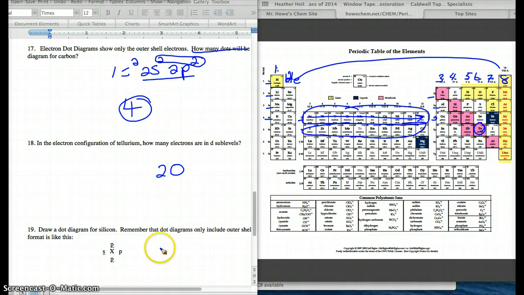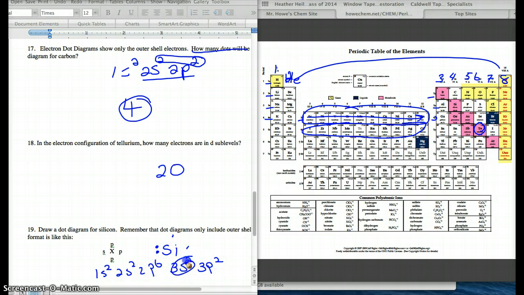Next question deals with the dot diagram for silicon. Silicon has, as carbon did, only 4 valence electrons. So the 4 valence electrons are placed 2 in the s orbital and 2 in the p orbital. And once again, just writing the configuration, 1s2, 2s2, 2p6, 3s2, 3p2. That would be the configuration for silicon.